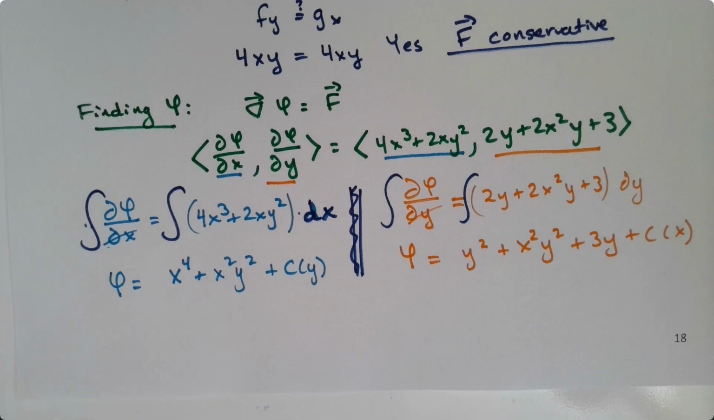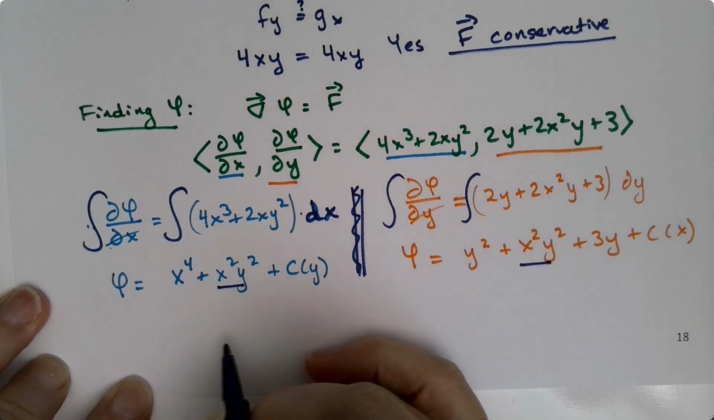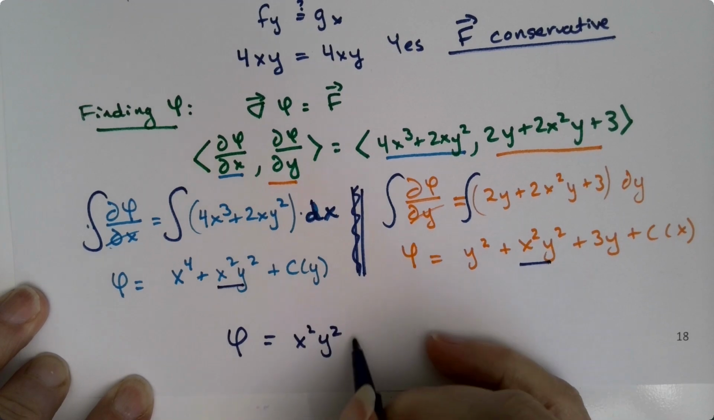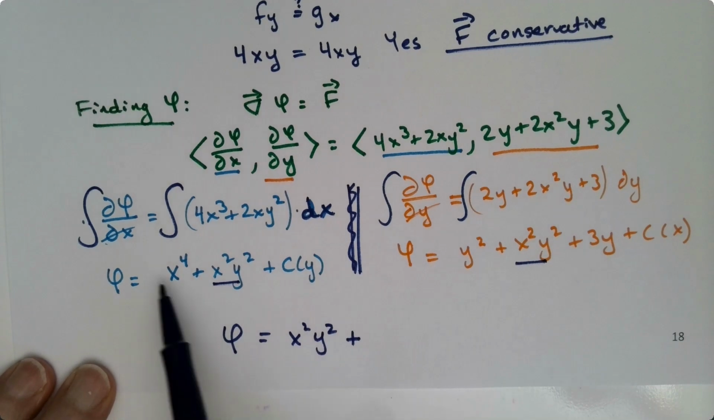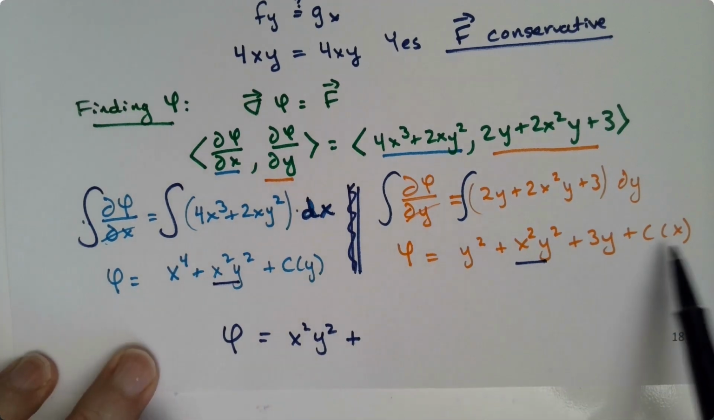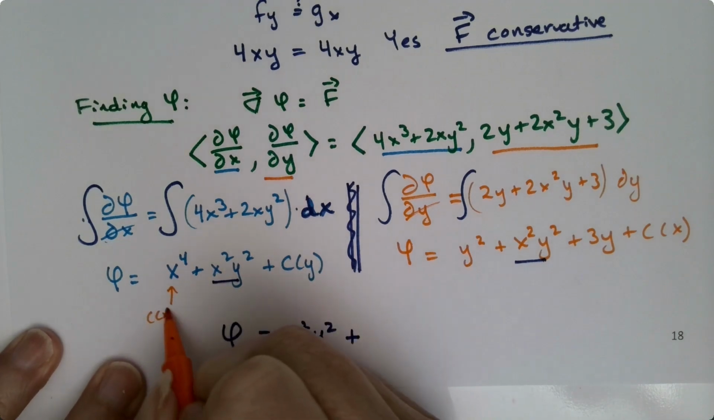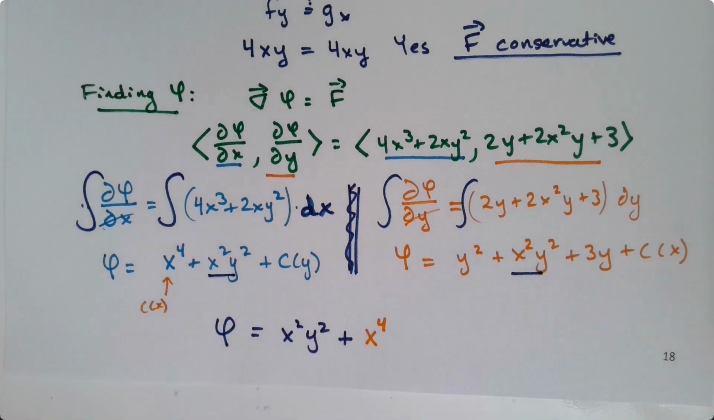Okay, so what you do is you put together the pieces that you have. You'll notice that both of them have this x squared y squared, right? So your phi is for sure going to have an x squared y squared plus, and then you're picking up the other components. Over here, there was an x to the fourth by itself. That's what the c of x is. That c of x is that x to the fourth. So you're just going to throw that on there, x to the fourth.